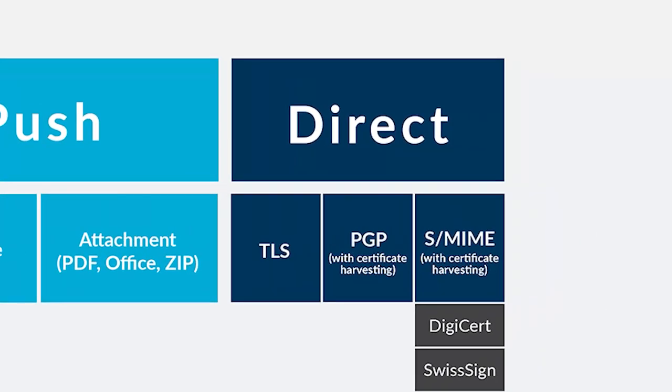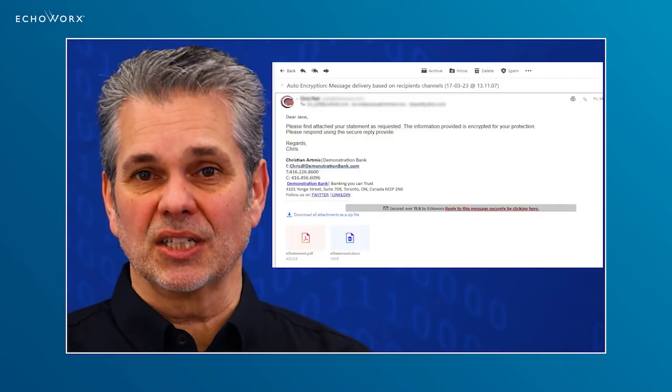Under direct, we have three fundamental delivery types: TLS, PGP, and S-MIME. All three represent basically certificate-based encryptions. They're all industry standards that have been around for quite some time. Under TLS, basically we do what I call enforced opportunistic TLS. This is where we determine whether TLS is available, and then we enforce that delivery over TLS.